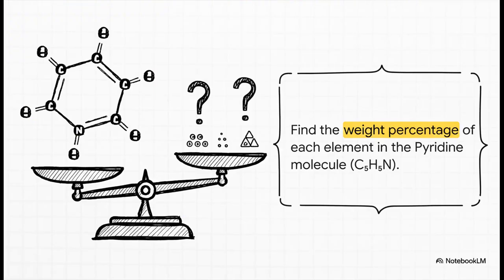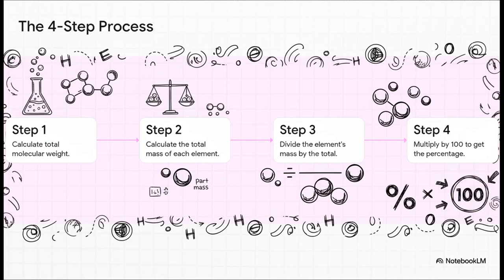So here's our first mission. We're going to take this molecule, pyridine. Its formula is C5H5N, and our job is to figure out the weight percentage of each element inside it. You know, how much of it is actually carbon, how much is hydrogen, and how much is nitrogen. The process is actually a pretty straightforward 4-step dance. First, you figure out the total weight of the entire molecule. Then, you find the total weight of each individual element. After that, you just divide the part by the whole, multiply by 100 to make it a percentage, and bam, you've got your answer. It's really that simple.